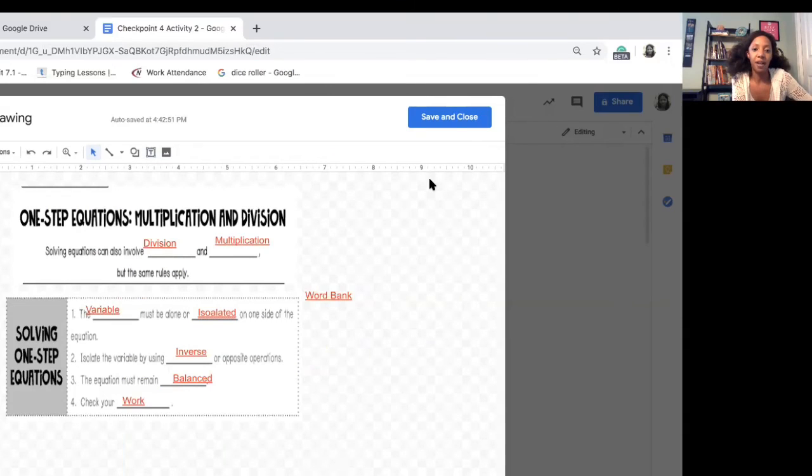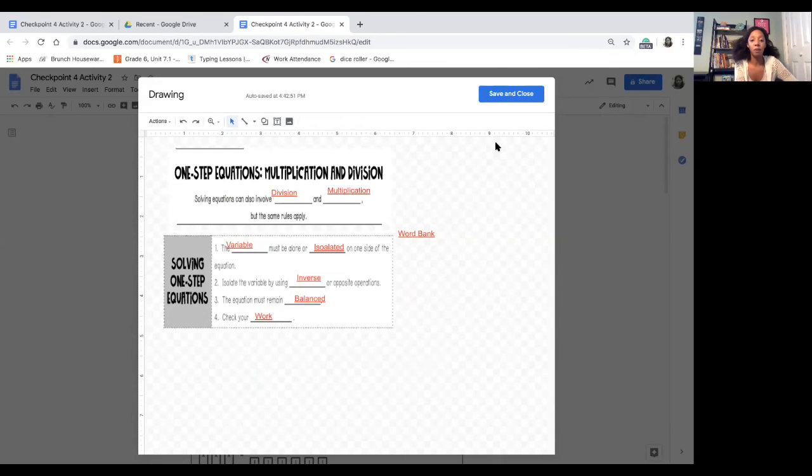Solving equations can involve division and multiplication, but the same rules apply. The variable must be alone or isolated on one side of the equation. Isolate the variable by using inverse or opposite operations. The equation must remain balanced.